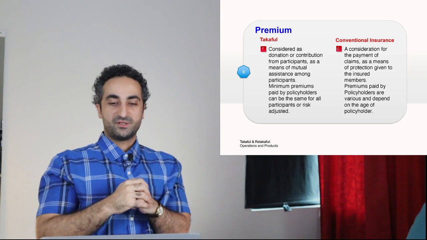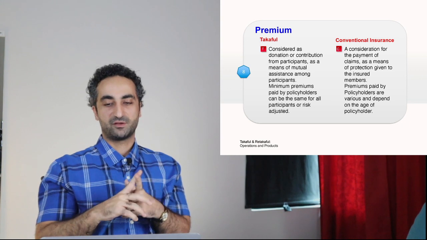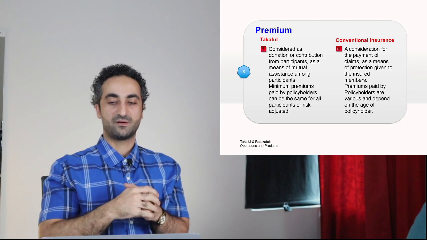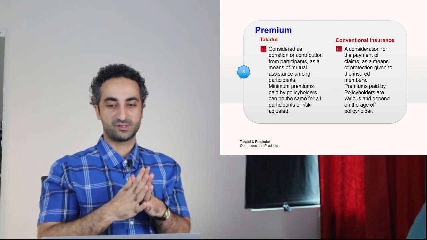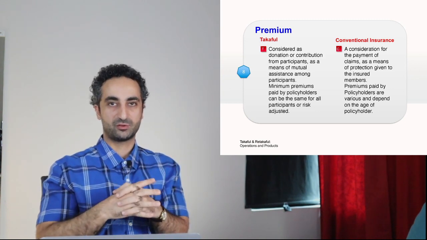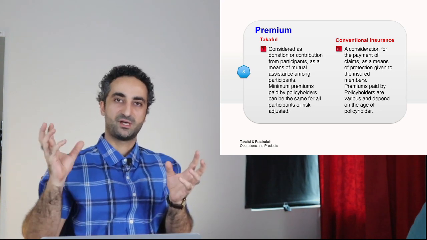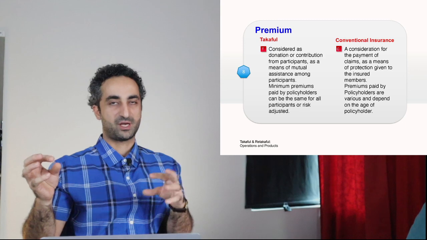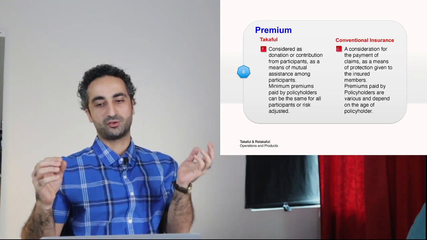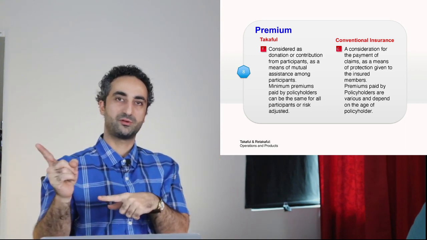Now let's go to the conventional insurance, a consideration for the payment of claims as a means of protection given to the insured members. So premiums paid by policyholders are various and depend on the age of the policyholder. This will be very clear when we discuss the nature of the contract. So now let's go conventional insurance. Again, we have two parties. We have insurer, we have insured. So these people need to protect themselves. To do that, they contribute some amount of money. We call it premium. So this premium goes to the insurer.